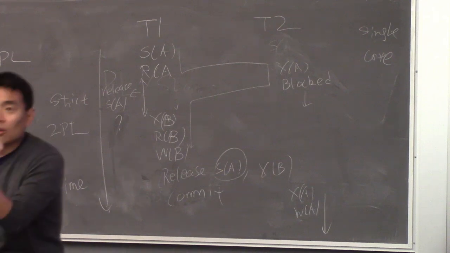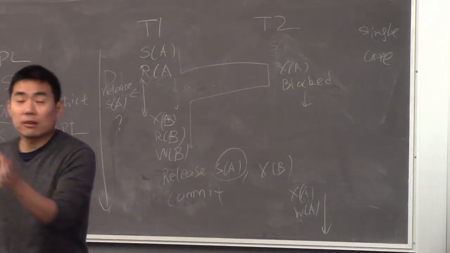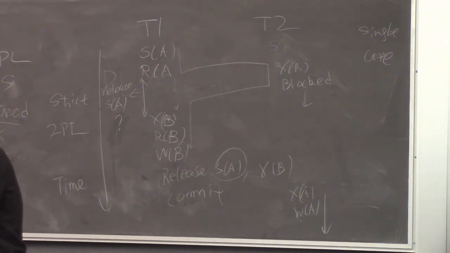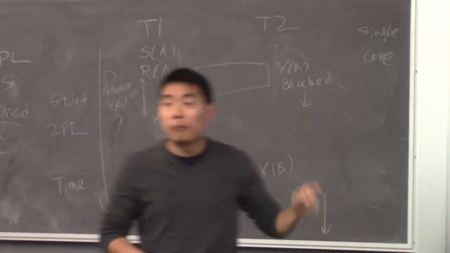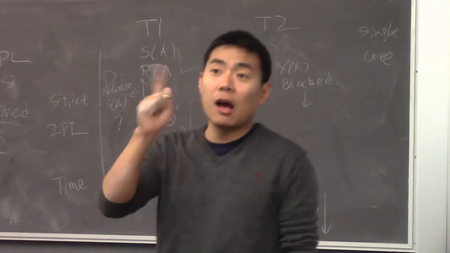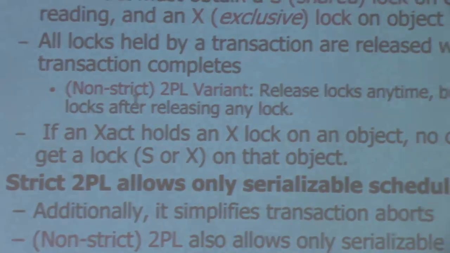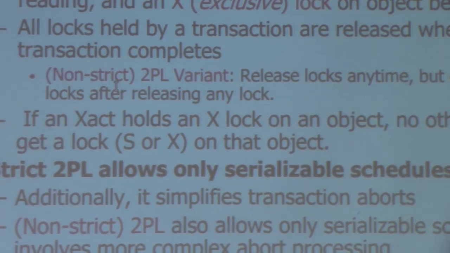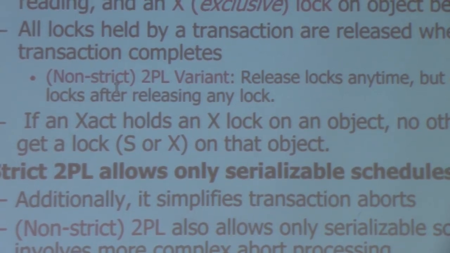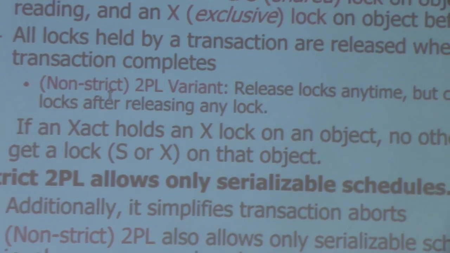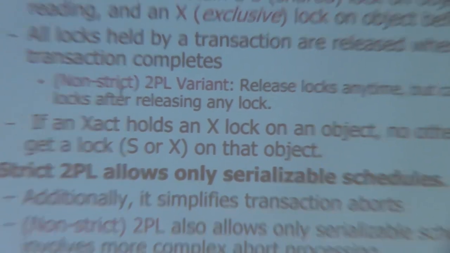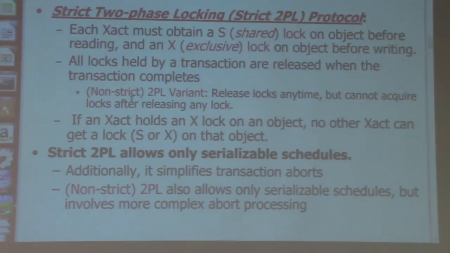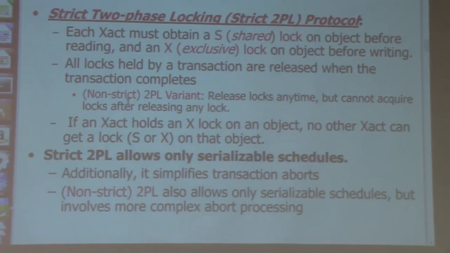So that's the subtle requirement by strict two-phase locking. When the strict two-phase locking says you can only release locks when the transaction completes, in other words, by strict two-phase locking, releasing early is not allowed because the transaction has not completed. Even though you're not going to require that lock anymore, you still have to hold the locks until you're ready to release all locks.